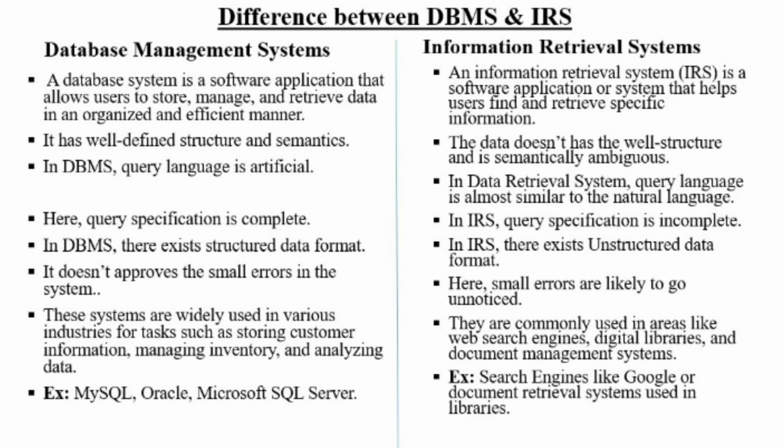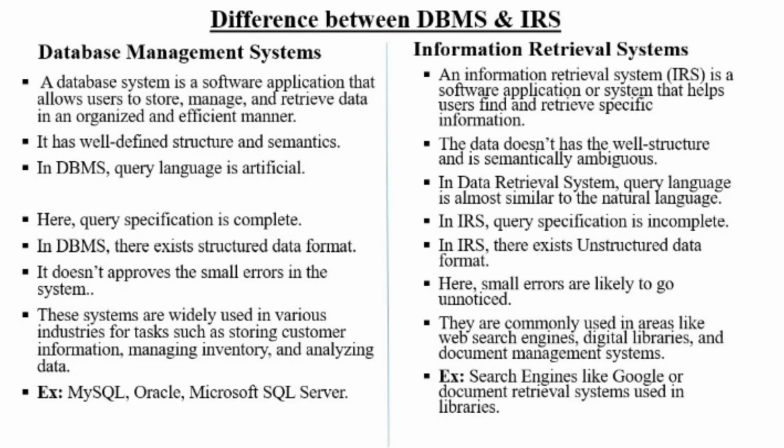The query specification is complete in database management system. It means the user must write the whole program in order to retrieve the particular information. Whereas in information retrieval system, the query specification is incomplete. Incomplete in the sense, even though the query is incomplete, it tries to retrieve the data. Then, there exists a structured data format in DBMS, whereas in IRS there exists an unstructured data format.